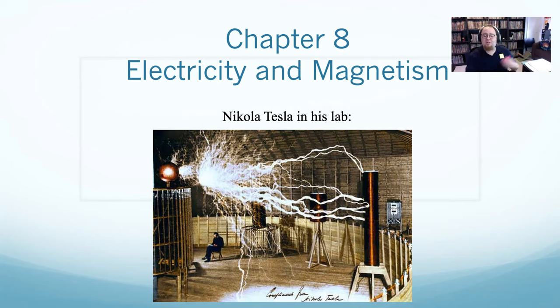But we're going to do it at a low level, some very, very base electricity. I know a lot of you with different majors have done some stuff with electrical, but this is going to be from the physics standpoint.